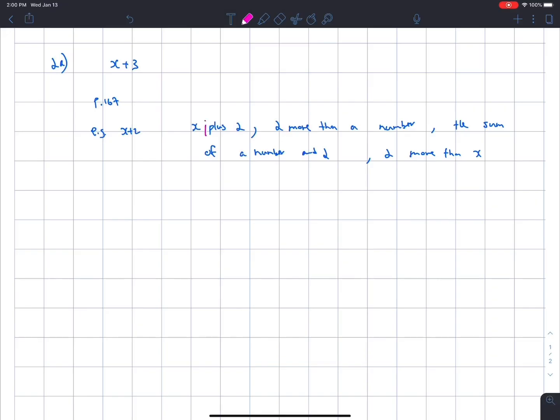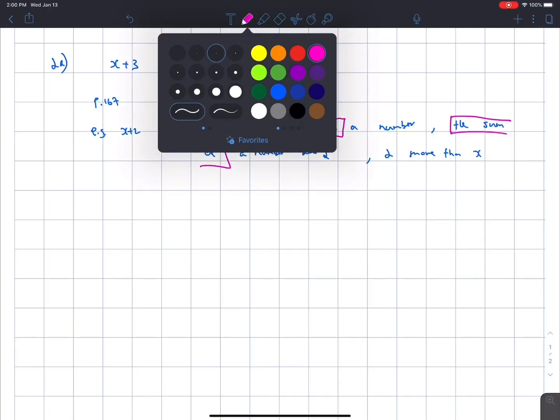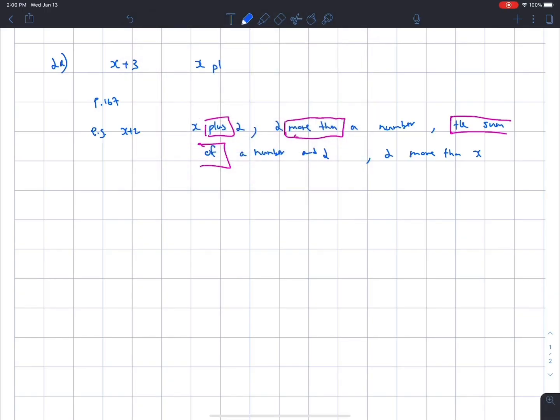So we can use the word plus, we can use more than, we can use the sum of. Again, 2 more than x, 2 more than a number. So for the question we have, x plus 3, I can say this is x plus 3. I can also say this is 3 more than a number. Right? So we really just need to go back to page 167 to look at all the ways to describe them.